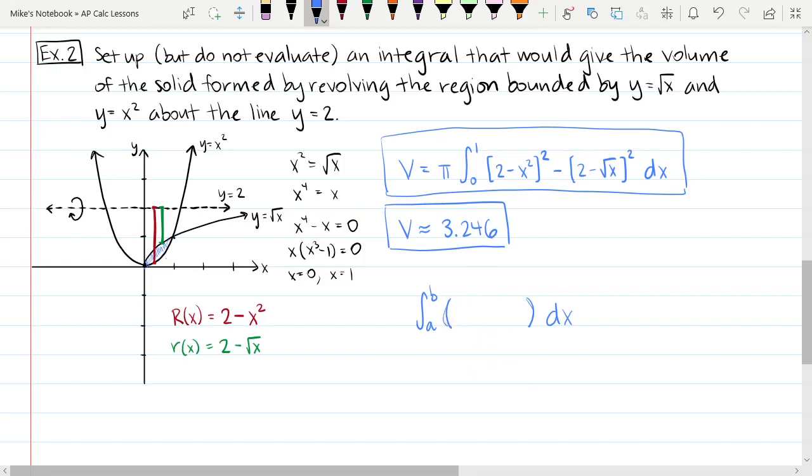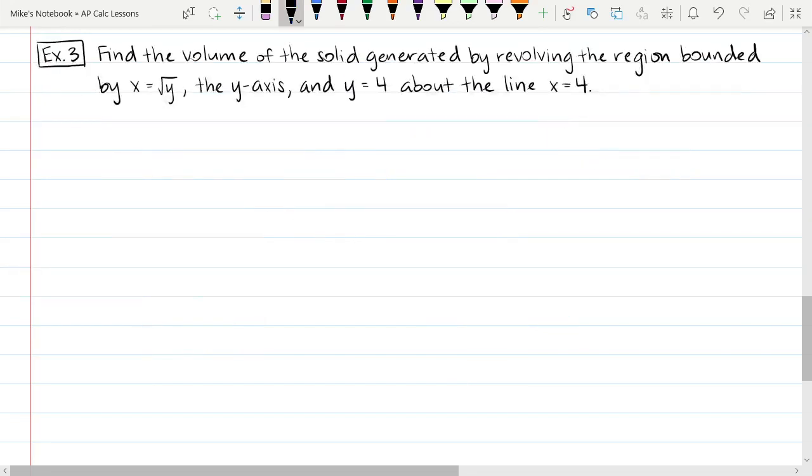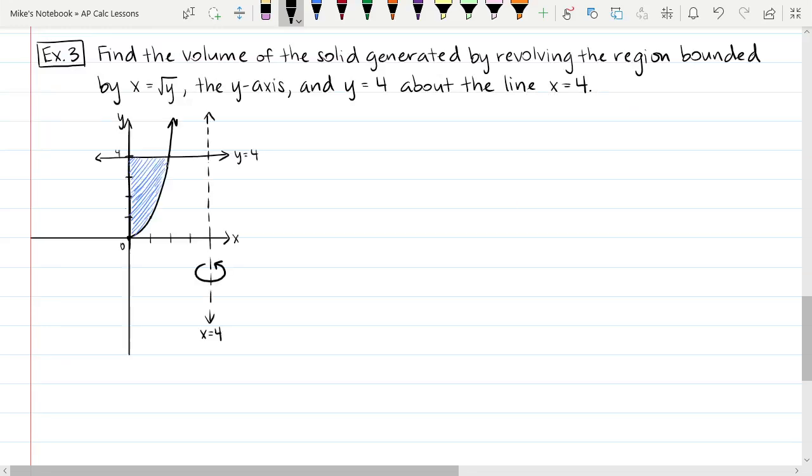Okay, let's try just another example here. All right, so this time we're going to find the volume of the solid generated by revolving the region bounded by x equals the square root of y, the y-axis, and y equals 4, about the line x equals 4. So once again, we're going to start by trying to find what that region looks like. All right, so the region looks like this.